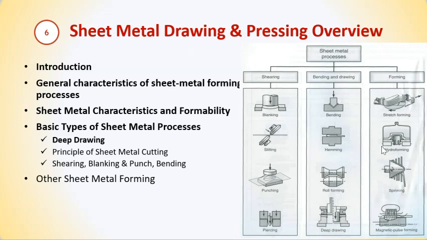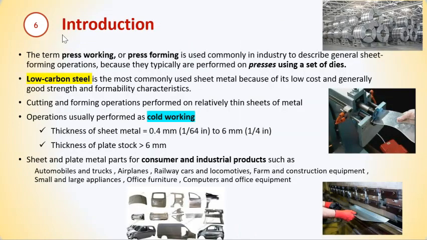And also we have other processes of sheet metal. And for introduction, press working or press forming is commonly used. Okay, so this is the raw material, which comes in the form of a roll, and sometimes in the form of a thin sheet like this. And it is usually performed on presses using a set of dies. So you must apply force in between those two dies to get the shape.